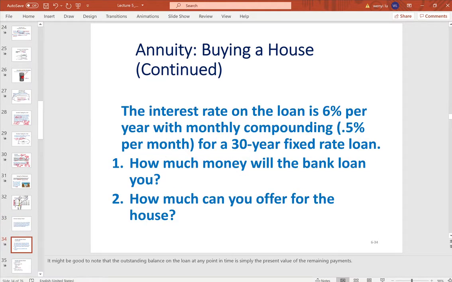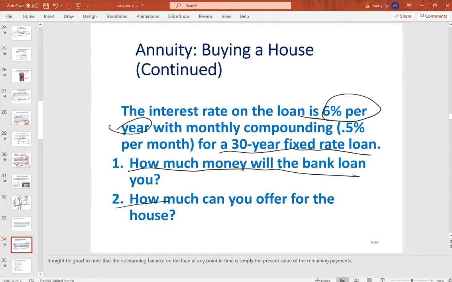Suppose your loan interest is 6% annually, and you apply for a 30-year fixed rate loan. So the question 1, how much money will the bank loan give to you? Next, how much can you offer for the house?